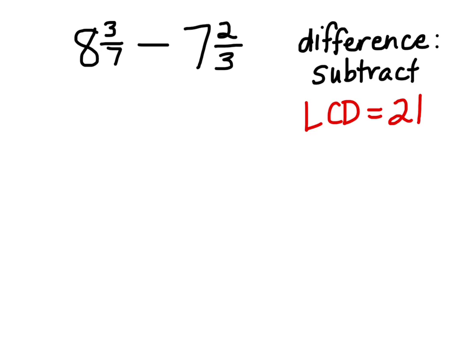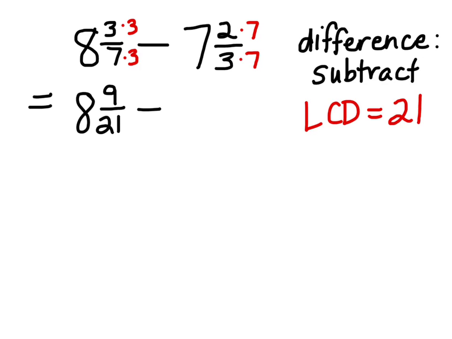And so I am going to scale up. I'm going to multiply the first fraction by 3, because 7 times 3 will give me 21. And then here I need to do 3 times 7 to get 21. So I'm going to scale up the numerators as well. Now that gives me 8 and 9/21, take away 7 and 14/21.